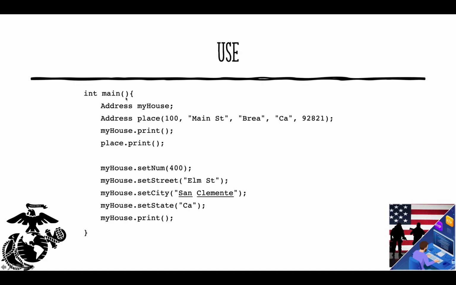So what would it look like for its use? This is what our program looks like today. We are creating two different objects. One is a default object, one is a parameterized object, and then we're just calling print on both these items. Now, on the object that is default, which means it does not have any values given to it yet, we are utilizing our setters, and we are setting all the values. So my house, which holds nothing, which is all empty right now, we're going to set the number to 400. We're going to set the street to Elm Street, the city to San Clemente, and the state to California, and then we're going to call print on itself.